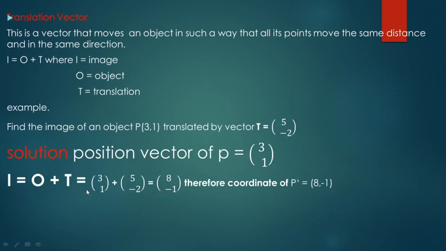Therefore, the image of P under this translation gives you (8, -1). Don't leave your answer in this form, because this is a vector form. You have to change it into coordinate form. Therefore, P image, P apostrophe, the apostrophe means an image. So P image equals (8, -1). It must be in coordinate form for you to get the answer mark.